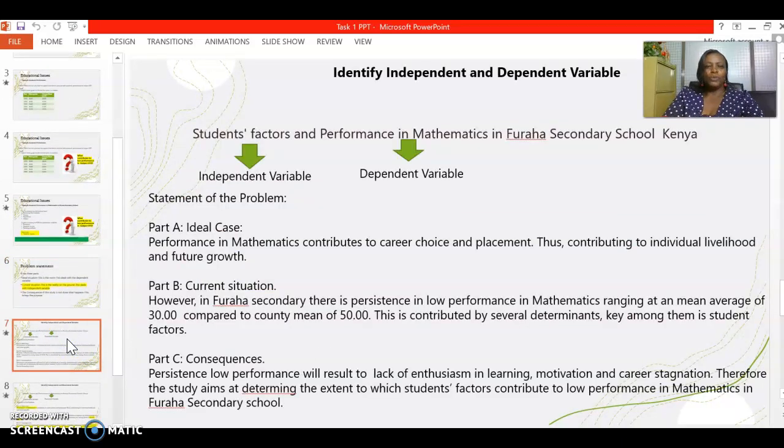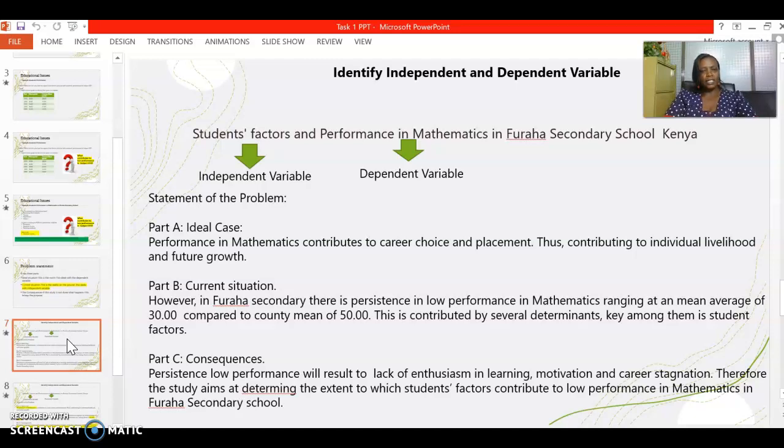Okay, now that we have the three sections that we are considering when you're doing a problem statement, let us go specifically to each of the sections. And I want us to start with the ideal case. And then we are looking at our topic, student factors and performance in mathematics in Furaha Secondary School in Kenya. And therefore, you need to ask yourself, what is your independent variable? And the independent variable here is the student factors. And the dependent variable is the performance in mathematics.